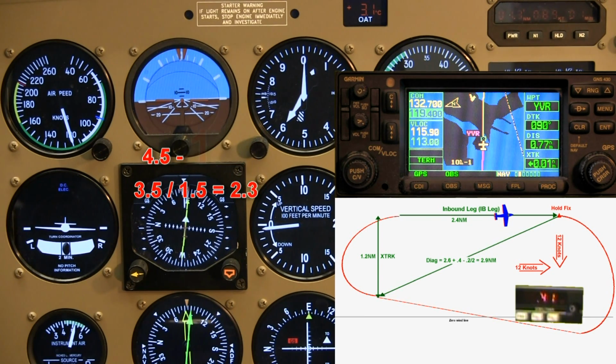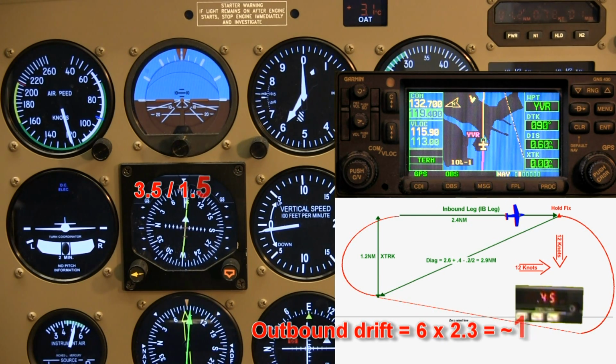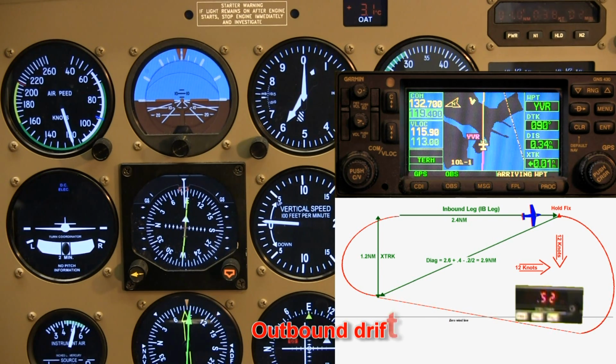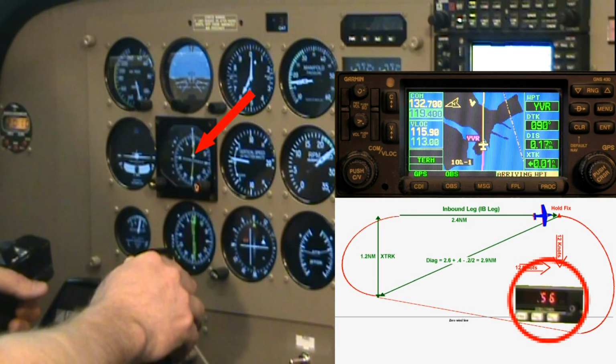Divide that number by the 1.5 for the outbound leg and we get about 2.3. So the outbound drift will be 2.3 times the inbound. That will be about 13 or 14 degrees. So I will try flying a heading of 284 degrees.